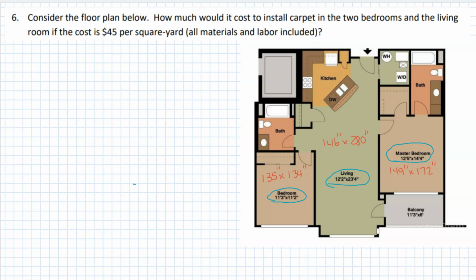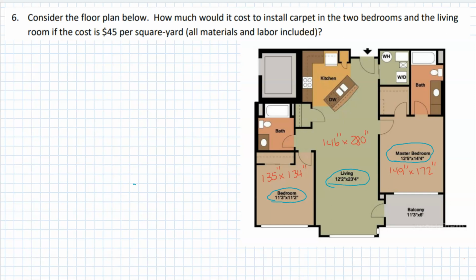So 12 inches in 1 foot. So for here, let's say 11 feet, 3 inches: 11 times 12, and then plus 3. That's how we change into feet and inches. So as far as what we are carpeting, we're carpeting these rooms, the 2 bedrooms and the living room.